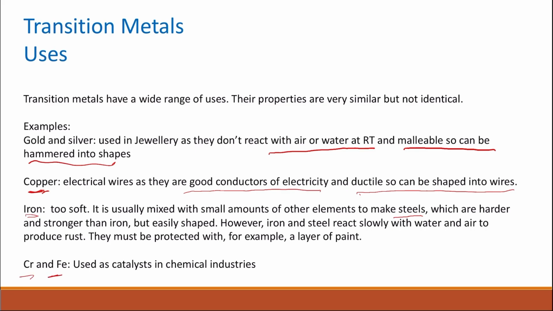Chromium and iron as well can be used as catalysts in chemical industries. And we talked also about nickel being used in the hydrogenation of alkenes. So the transition metals have a wide variety of uses because of their special properties. You just need to identify which transition metal is used for which purpose, and you need to know why it's being used for that particular purpose.